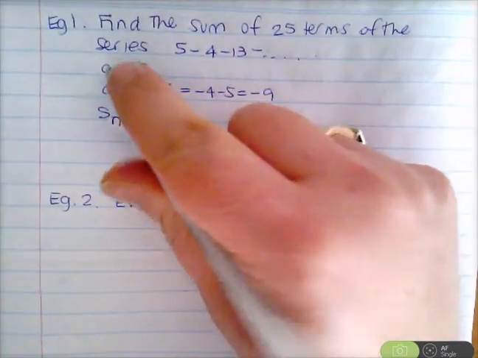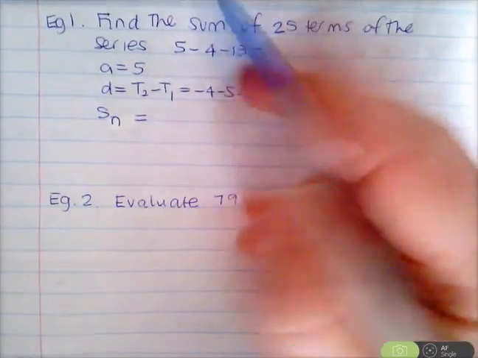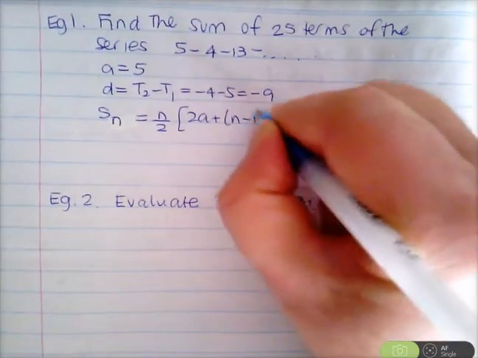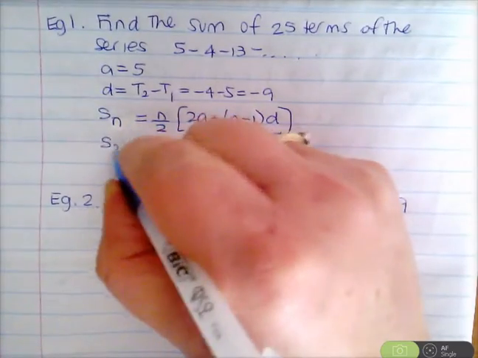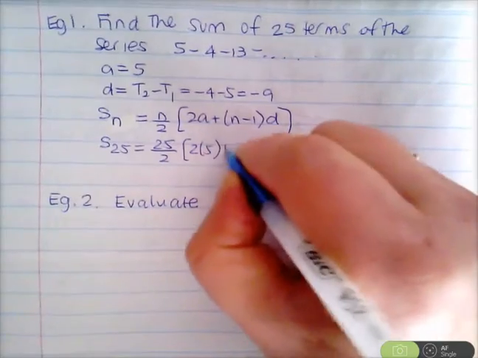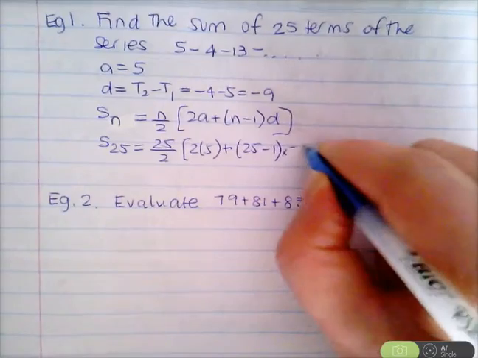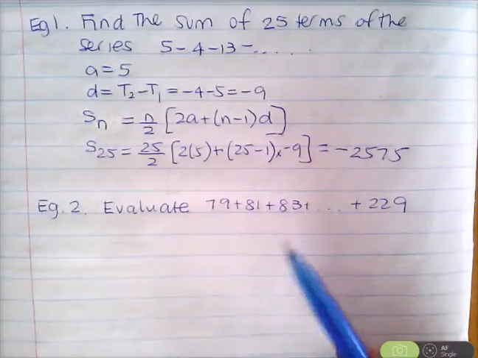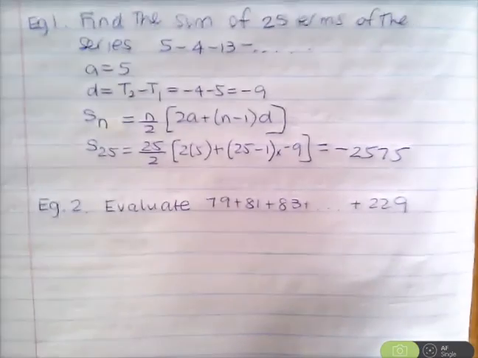So let's write the formula. Now we don't know the last term, so we just know the first term and the common difference. So Sn equals n on 2 (2a plus (n minus 1)d). We substitute n is 25, so the sum of the first 25 terms is 25 over 2 times (2 times 5 plus (25 minus 1) times the common difference, which is -9). Evaluating that on your calculator, 2,575 is the sum of the first 25 terms of that series.